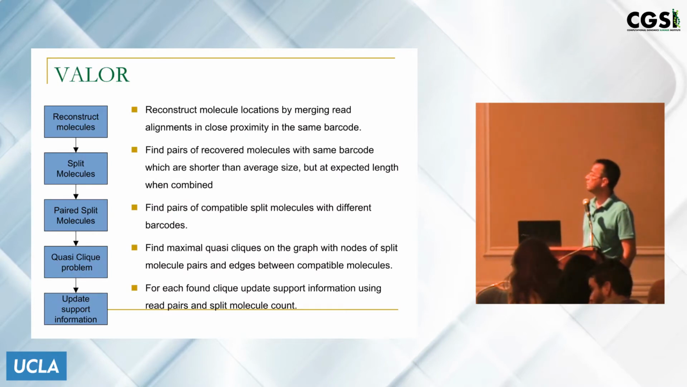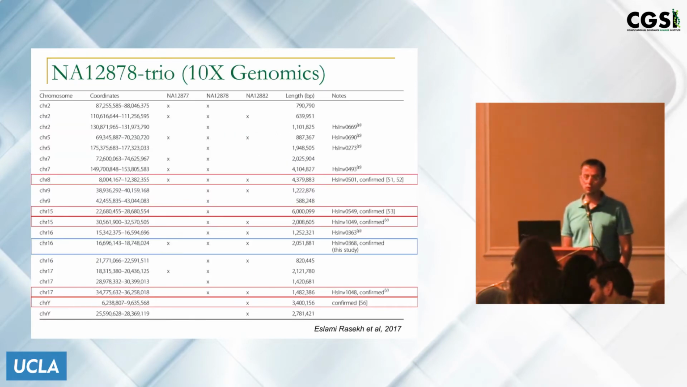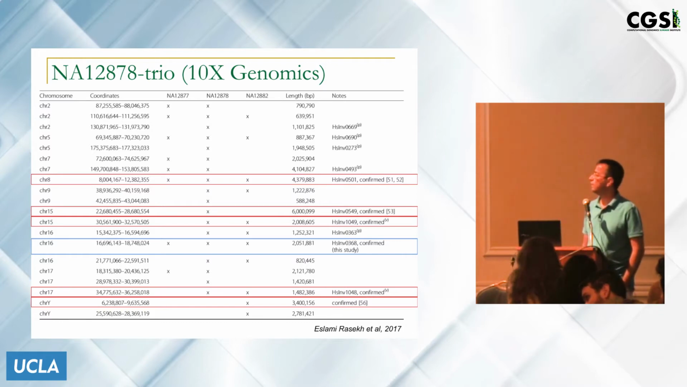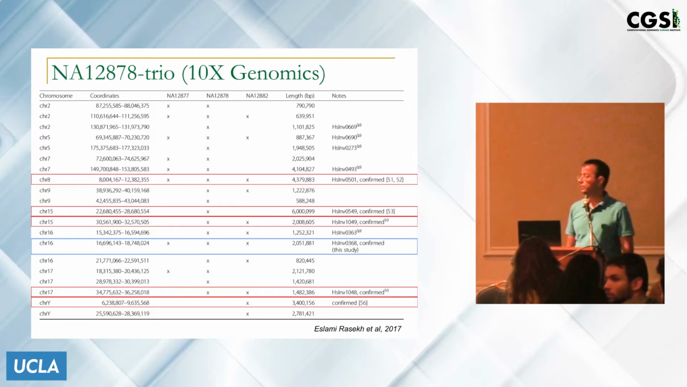It worked with this trio. We are only looking for large inversions, in this case, megabase to 5 megabase range. And in this genome, the 878 genome, 3 of those large inversions were previously validated. And we could find all of them.